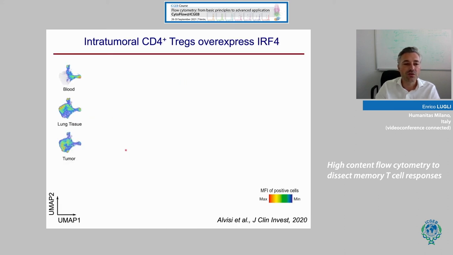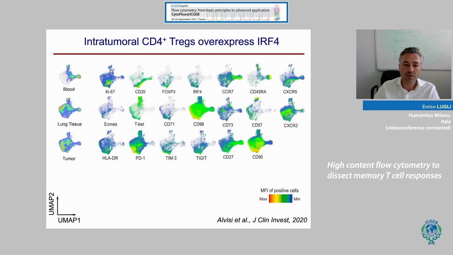This shows you the profile of the CD4 cells in the different tissues. You can see very different in tumors compared to the blood. This is the landscape of the antigen expression. But I want to draw your attention to something that we were very much interested in, cells identified by CD25 and FOXP3 expression, so Tregs. And these cells were also overexpressing the transcription factor IRF4.